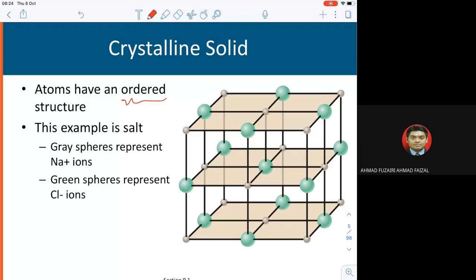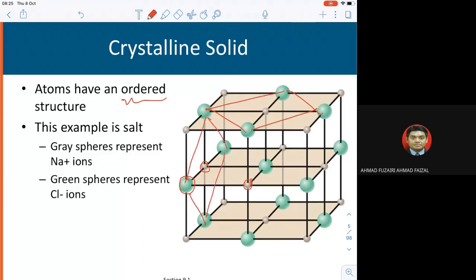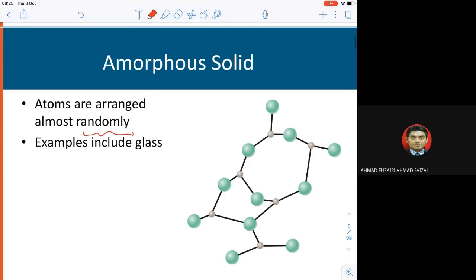If you look at this crystalline solid, the green is represented by a chlorine ion and the gray is represented by sodium. So it is ordered. From one part of the solid to another, we have an ordered structure. For the amorphous solid, an example is glass. It may have random atoms. The atoms are arranged in random positions, so there is not much structure in the amorphous solid.